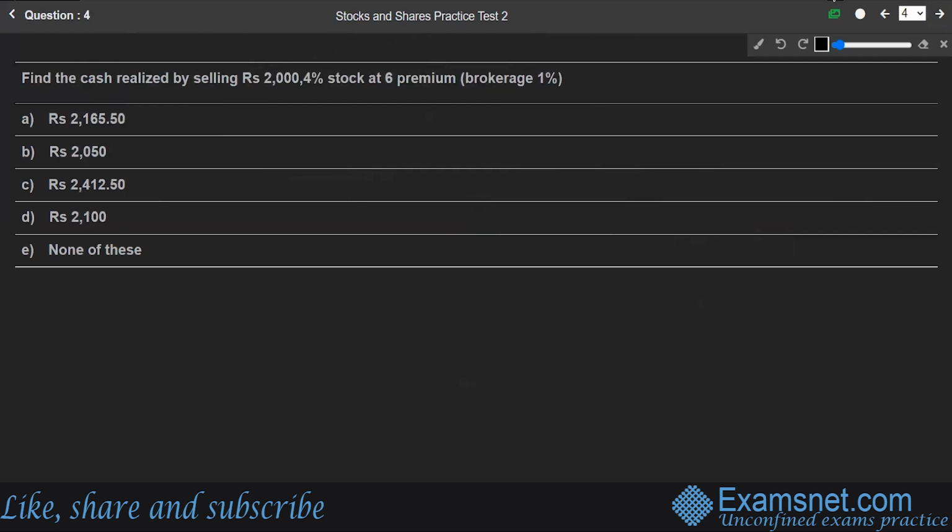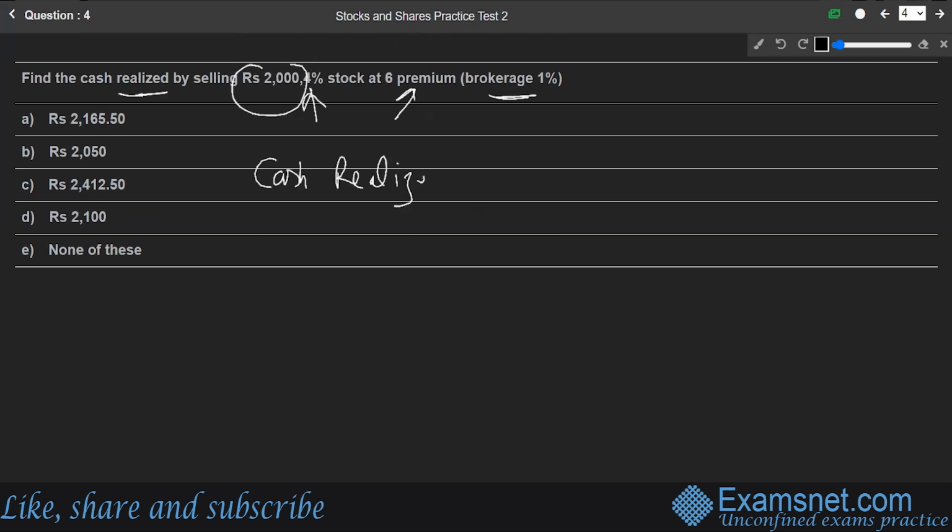Now the question says, find the cash realized by selling rupees 2000 at 4% stock at 6 premium, brokerage being 1%. So clearly everything is mentioned. The premium value is mentioned, brokerage value is mentioned, amount value is mentioned. We are just supposed to know the cash realized or the purchase cost, and there is a direct formula that can relate. Okay, so let us use the direct formula.